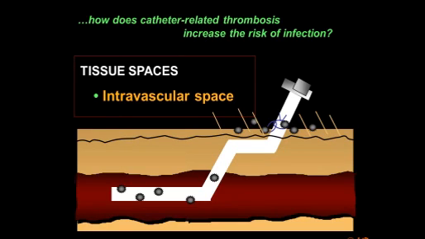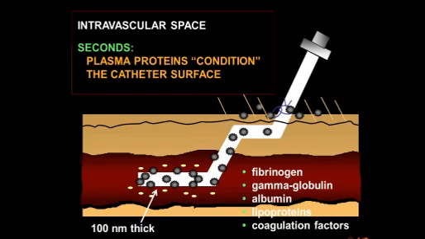How does catheter-related thrombosis increase the risk of infection? Well, we know that when we place a catheter into the bloodstream, within milliseconds, plasma proteins will condition the catheter surface. And remember, in 1 drop of blood, half of it is plasma. Well, within that plasma are proteins, and these proteins will adhere and stick to the catheter surface.